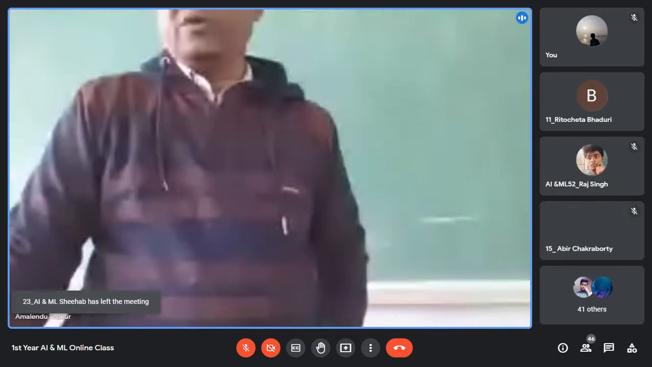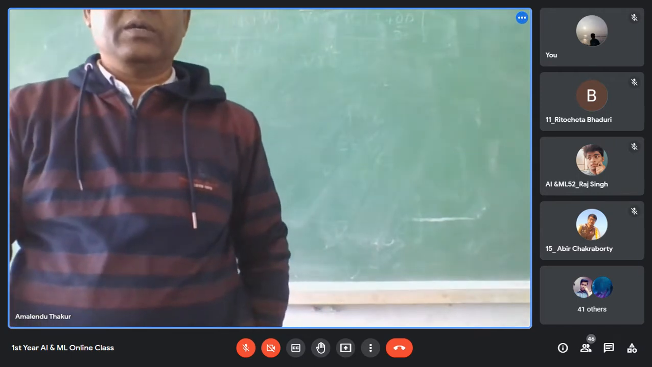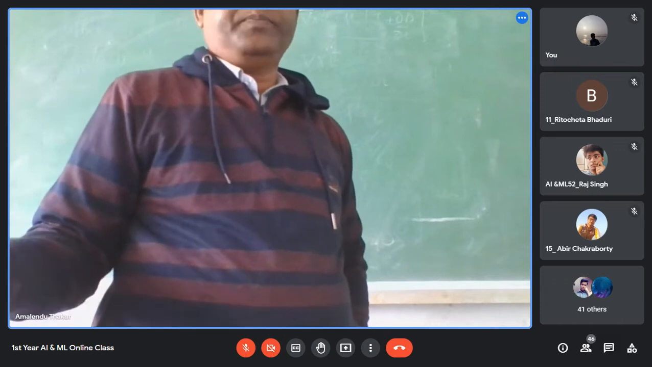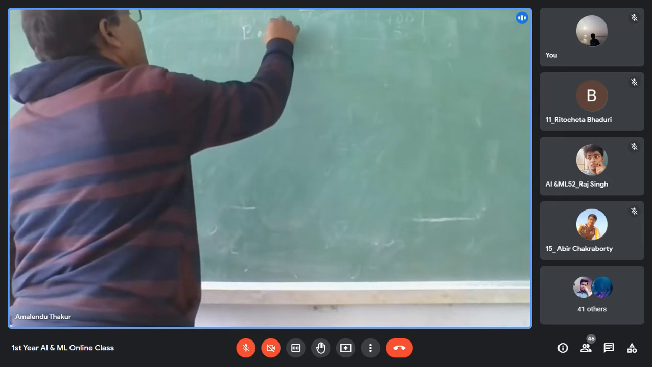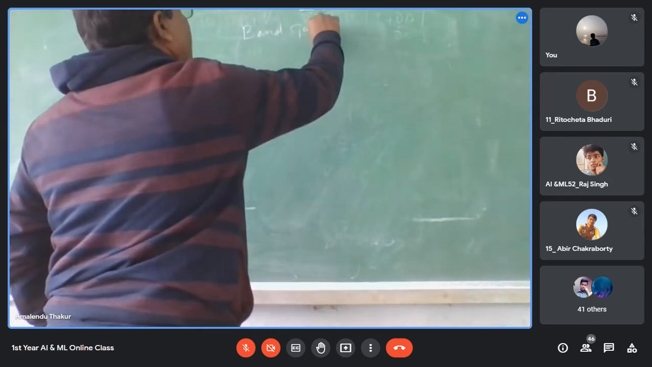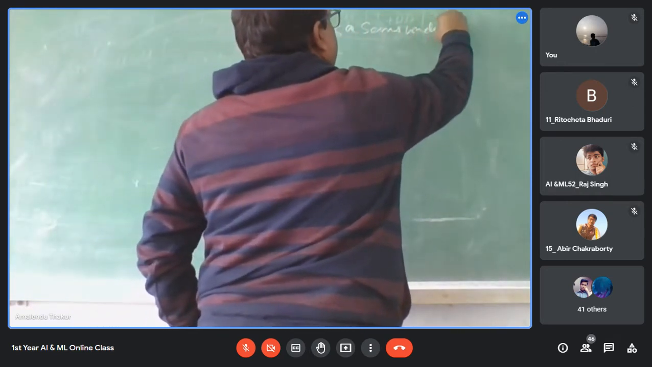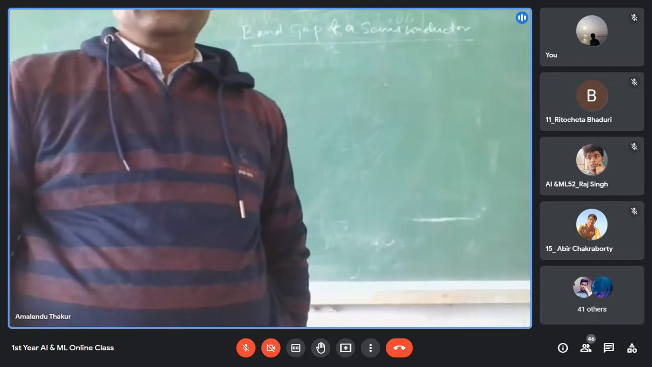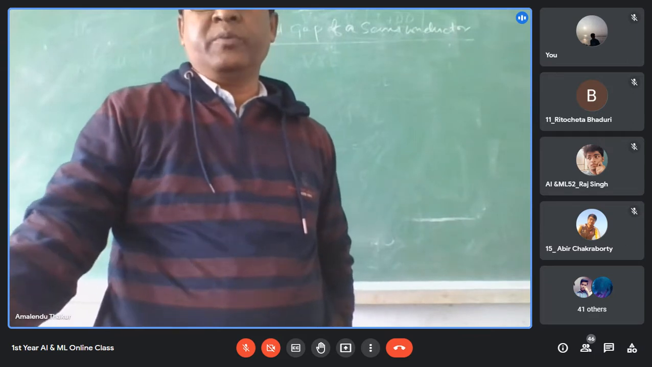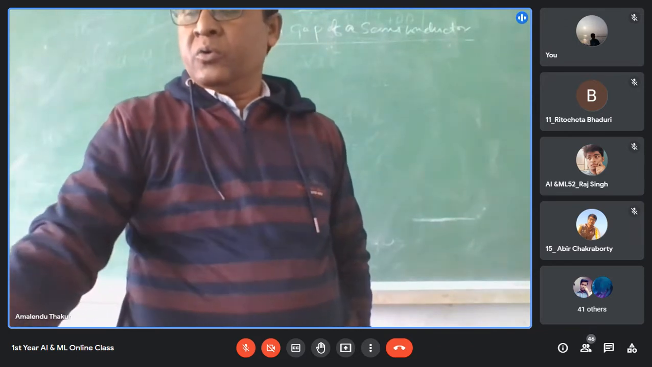Today we are going to start another experiment, that is the band gap experiment, band gap of a semiconductor. This is our experiment today. So our target is to determine the band gap of a semiconductor by the four-probe method.